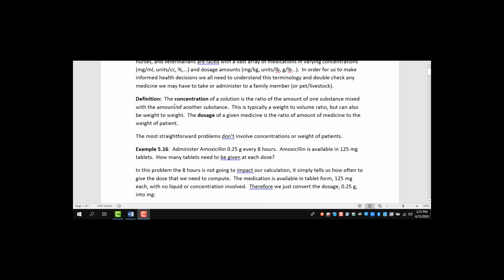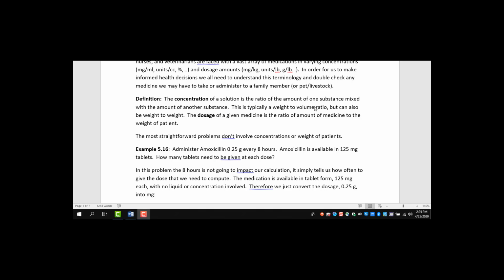So the definition of a concentration is a solution, a ratio of one substance mixed with another substance. On a very simple level, you can think of that as salt water. You have water, you pour in a certain amount of salt, and you mix it up, and you have a solution.